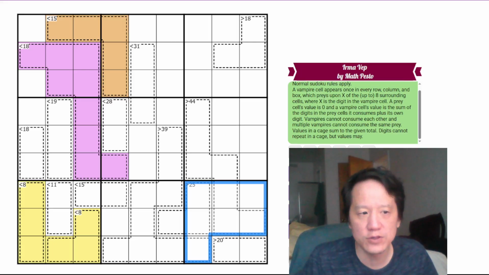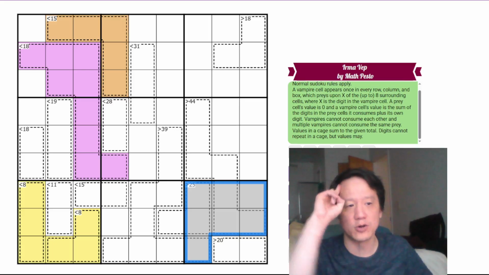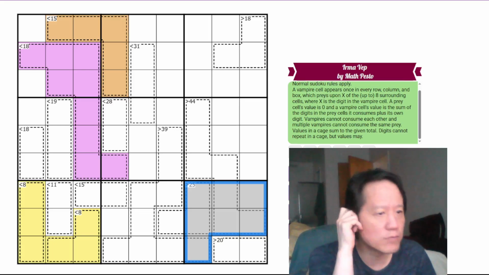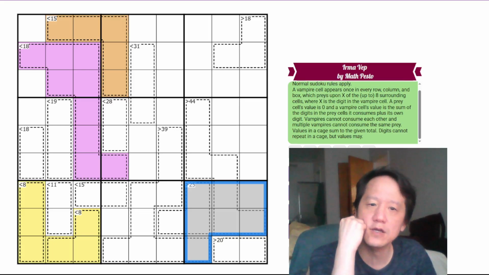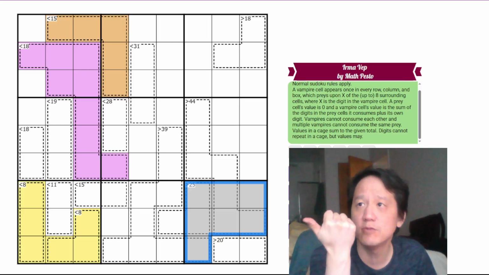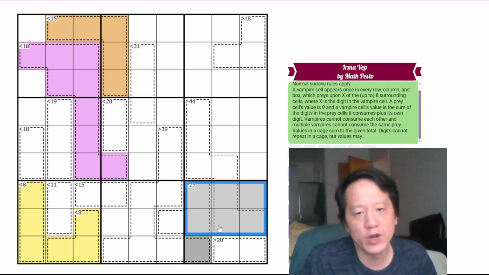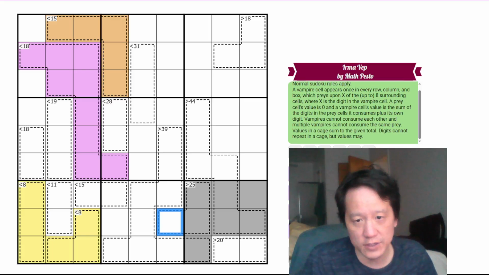We're going to mark them as... So prey ones we mark as blue. Red is for vampire, and then unaffected is going to be green. So gray, we're going to say, is not a vampire cell. So that means this cell... So these 2 cells cannot be vampire cells.